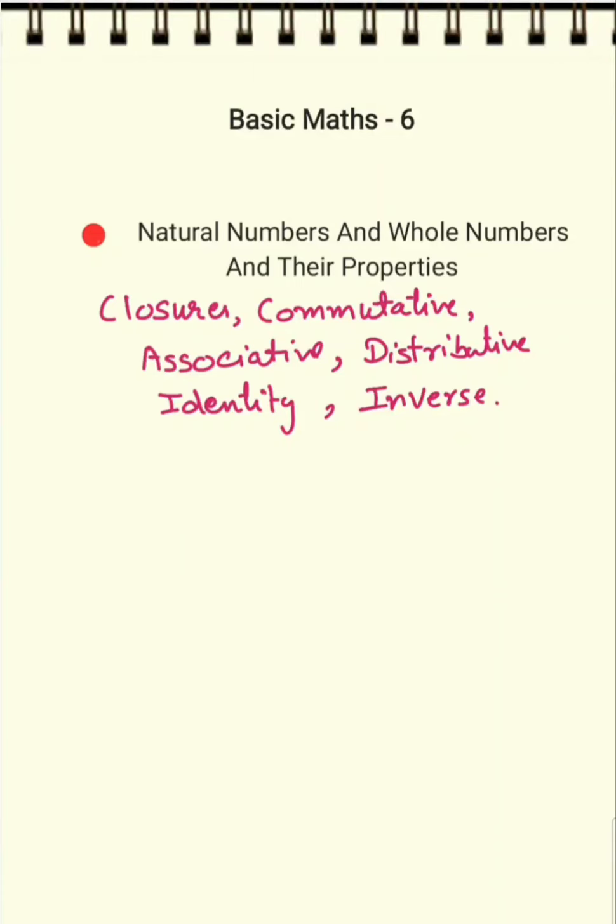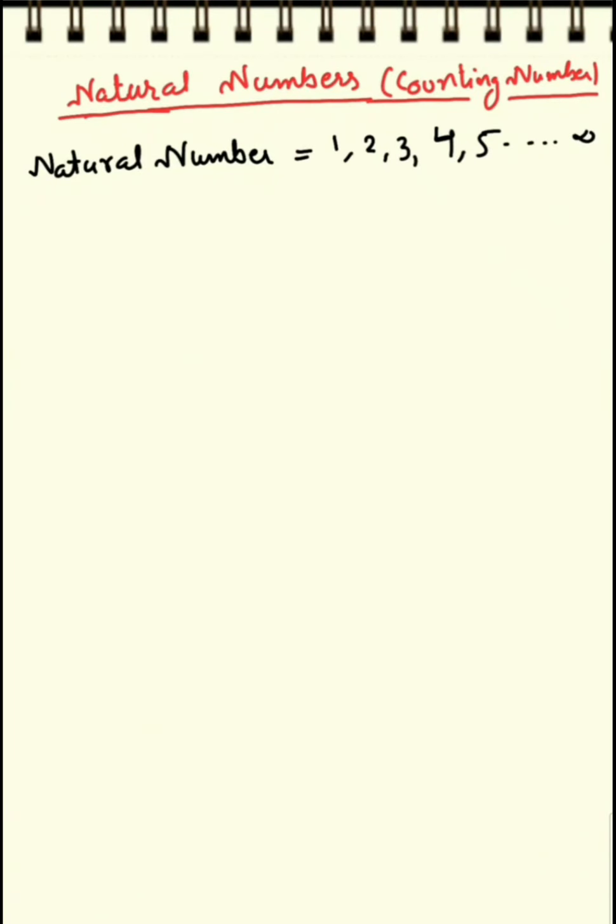In this video we are going to discuss natural numbers and whole numbers and their properties like closure property, commutative, associative, distributive, identity and inverse. Natural numbers are also called counting numbers, and these numbers we use for counting purposes. Now let's discuss some facts about natural numbers.